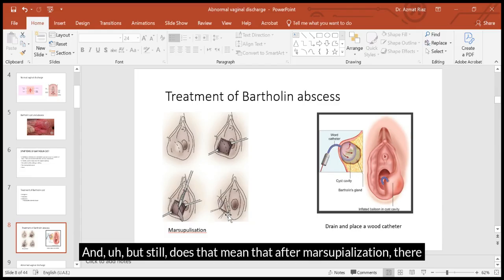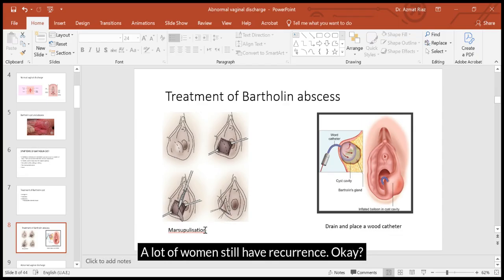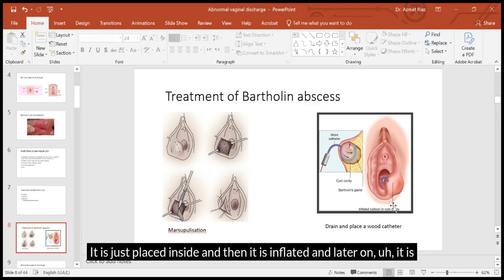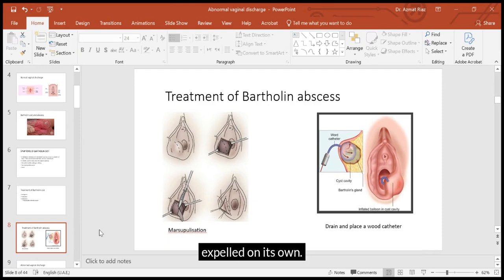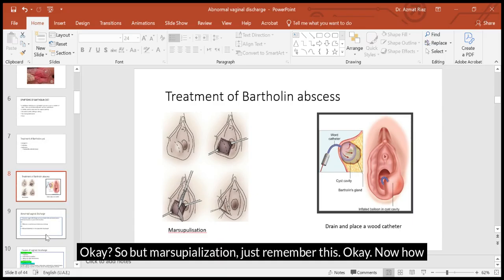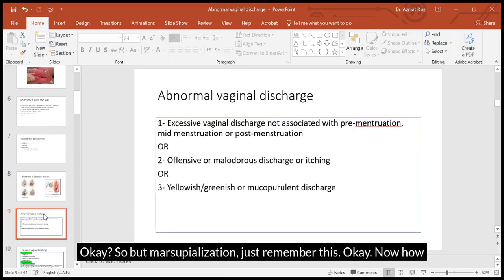But still, does that mean that after marsupialization there won't be any recurrence? A lot of women still have recurrence. So Bartholin abscesses and cysts are known to have a lot of recurrence. Another method, less commonly used, is the use of a Word catheter. It is just placed inside, then inflated, and later on it is expelled on its own. But marsupialization, just remember this.